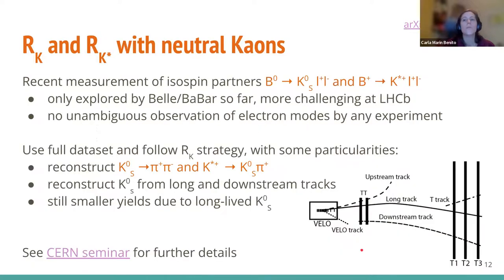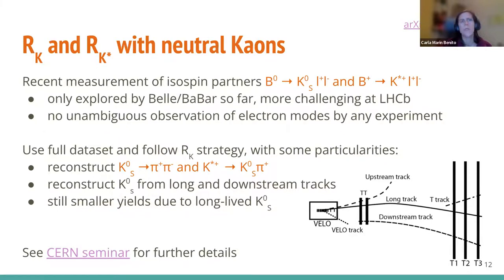Now, moving on to even more recent results, we have also performed a measurement of RK and RK star with neutral kaons. This is a measurement of the isospin partners of the previous result and our previous RK star results, using the decay of B0 to K short to leptons, or B plus to K star plus, then going to K short and a pion, and also to leptons. These decays, as you have seen, were explored by Belle and BaBar so far, but not by LHCb, since this is more challenging for us. But still, there has not been an unambiguous observation of the electron modes before.